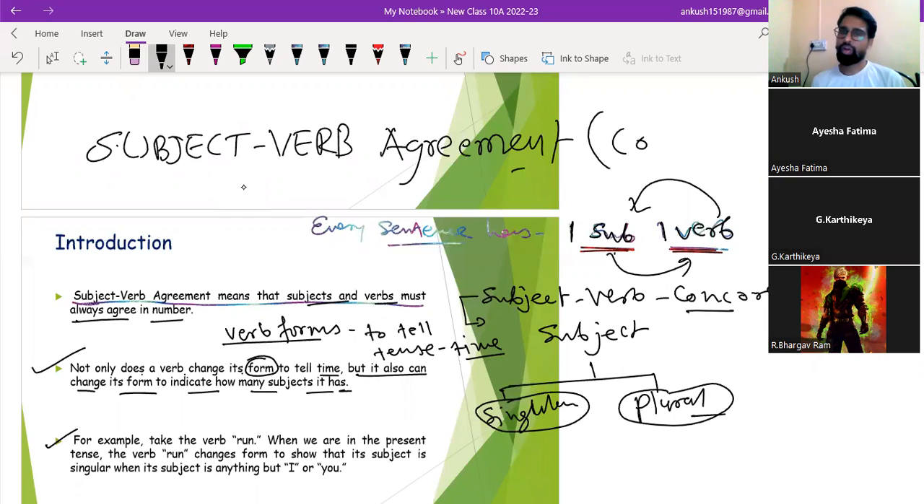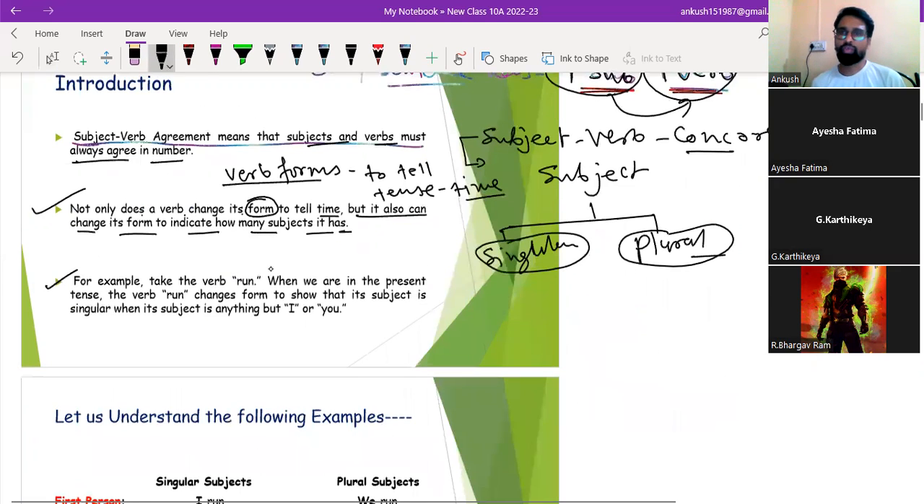It is also called concord. So we have learned here that every sentence has a subject and a verb. This verb must agree with the subject. It means if I am using a singular subject, a singular verb should be used. If I am using a plural subject, a plural verb should be used. Okay, sir. And it happens in the case of number only.